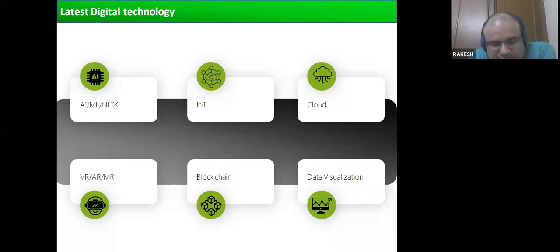And IoT, connected cars, even the Industry 4.0 revolution is mainly driven by IoT.